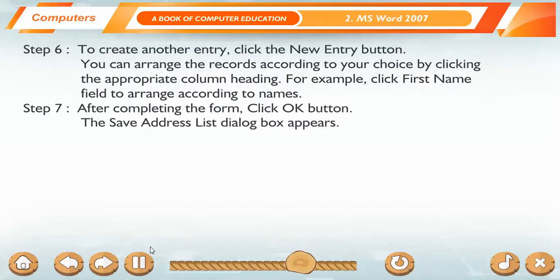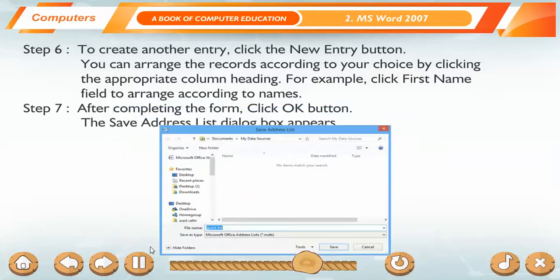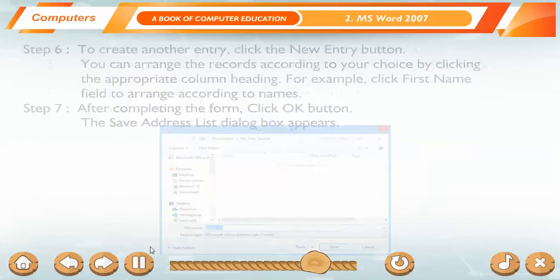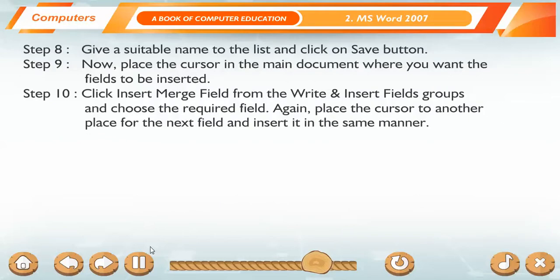Step 6. To create another entry, click the New Entry button. You can arrange the records according to your choice by clicking the appropriate column heading. For example, click the First Name field to arrange according to names. Step 7. After completing the form, click the OK button. The Save Address List dialog box appears. Step 8. Give a suitable name to the list and click on the Save button.